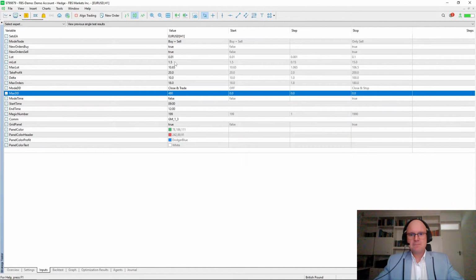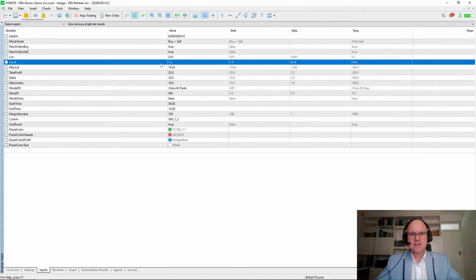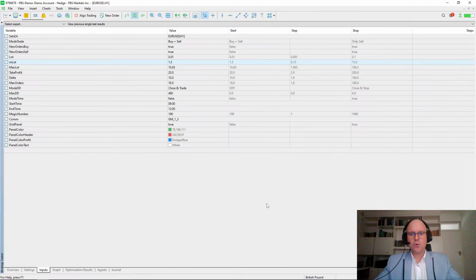The lot multiplier works in the fact that when the next order is placed in the grid, this is the multiplier that is used. So what I'll be doing is decreasing the maximum lot multiplier from 1.5 to 1.3. This should give us smaller lots, and you'll see from the balance and equity curve and also the deposit load that it gives a little bit more breathing room as the bot is using smaller lots.